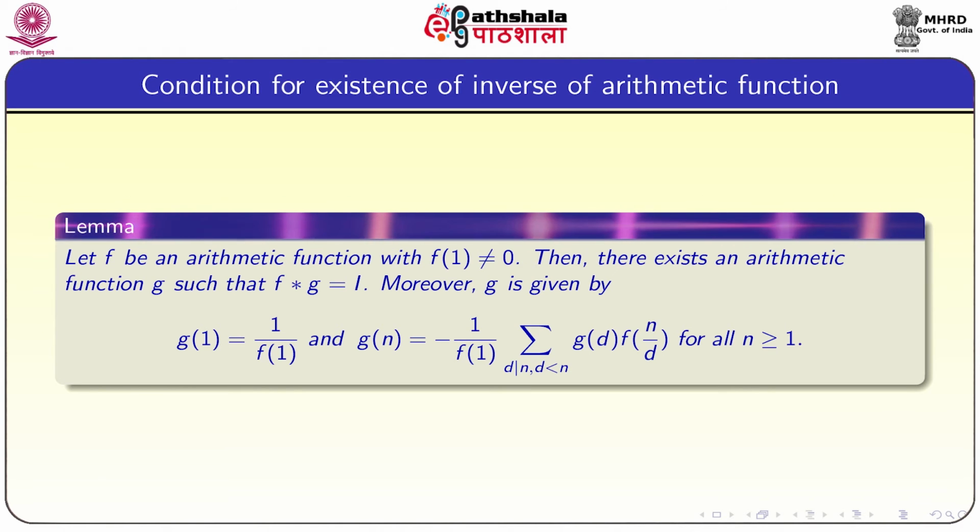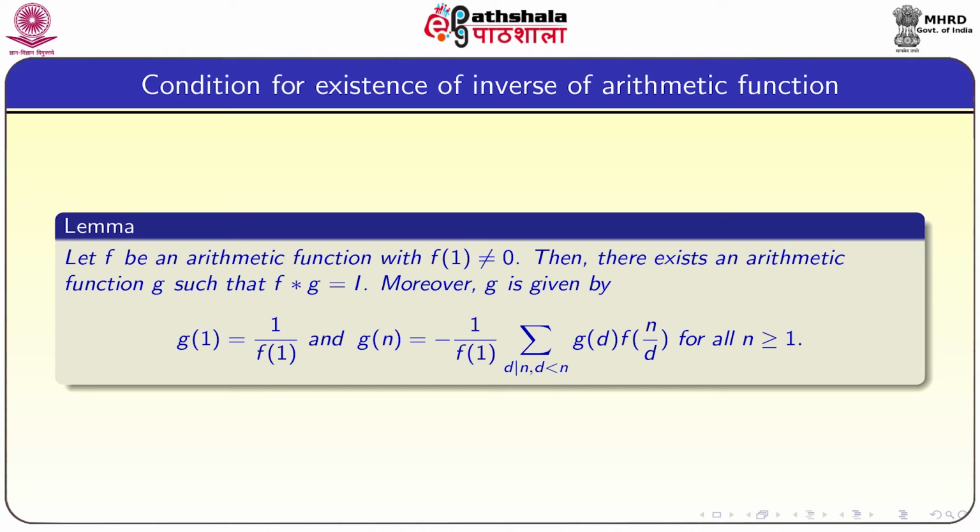Now, we look for existence of inverse of an arithmetic function. As we recall, we already proved that convolution product satisfies commutative property and associative property. So, it is nice to know which arithmetic functions have inverse also. This lemma says that every arithmetic function need not have inverse. Inverse here is with respect to Dirichlet convolution product. Only if the arithmetic function has f of 1 not equal to 0, then it has an inverse.